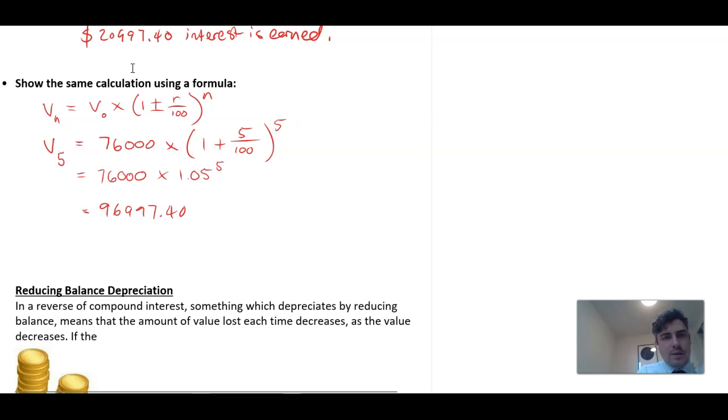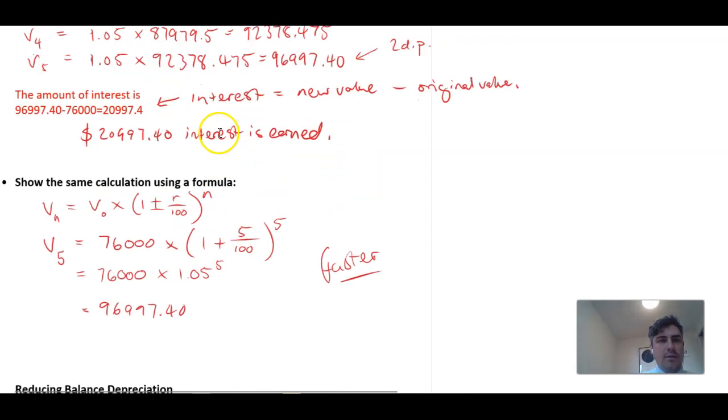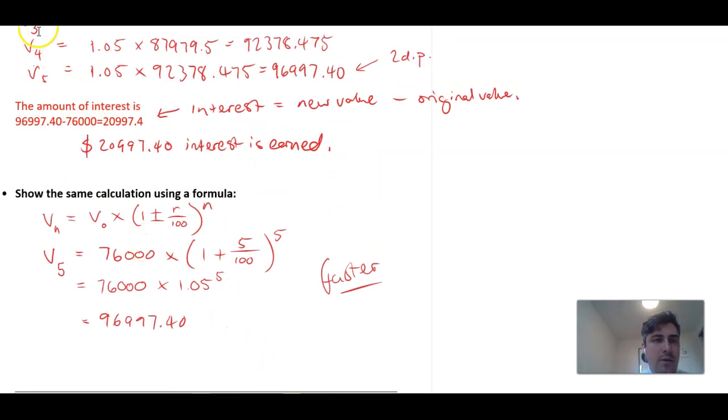Okay, so this is a lot faster. However, it's not recursive. Okay, so that's using a formula instead. In the next video, we're going to look at reducing balance loans.